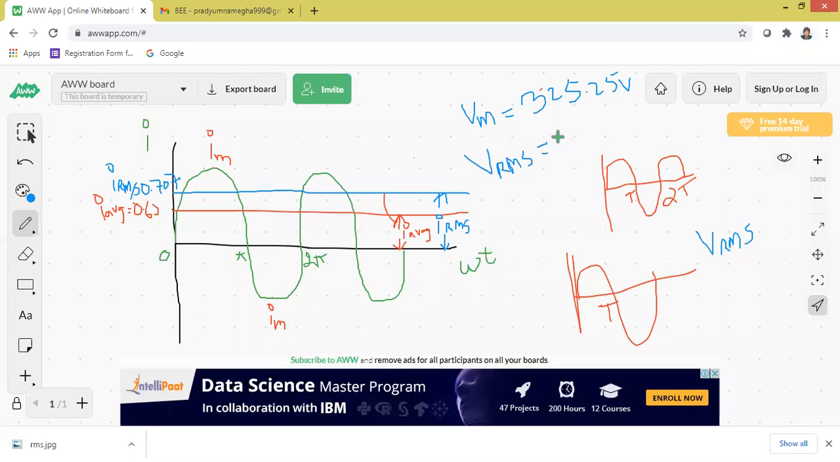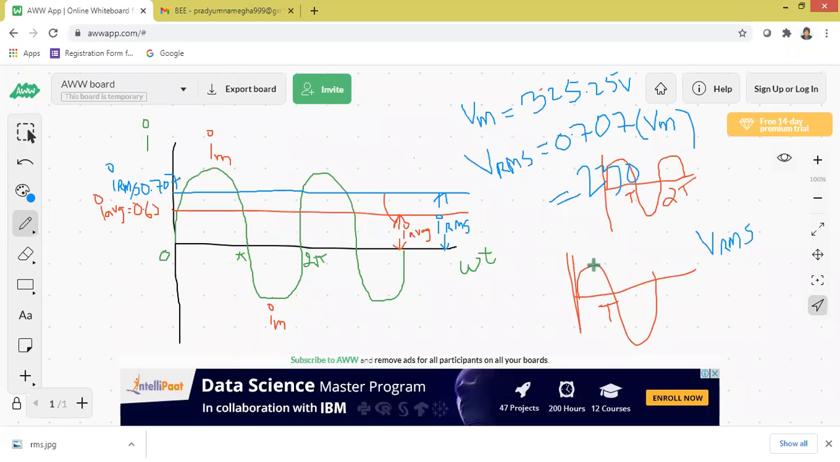What is the formula for RMS voltage? It is 0.707 into what they have given, VM. So we'll write VM only, in brackets. Now you multiply and tell me the answer, how much you are getting. 230 volts, sir. Yes, right. 230 volts.